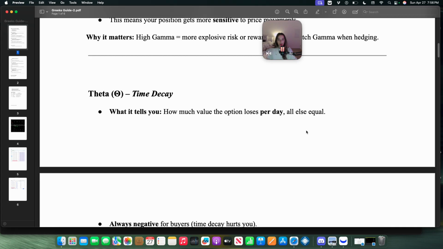Theta, time decay. This one is really important. A lot of you guys, especially beginners, are like, what are expiration dates? Why does it matter? Do I have to hold my contract until the expiration date? No, you can sell at any time. But once your expiration date gets closer, something called theta will come and decay your contract, because you don't have as much time on your contract as you once did.